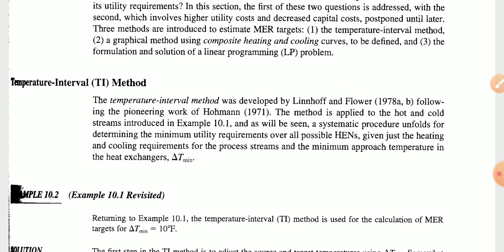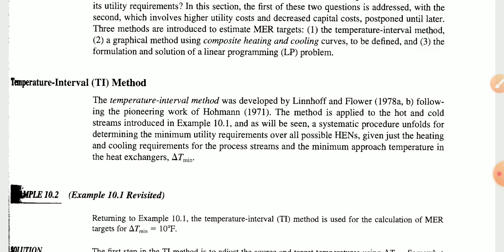The temperature interval method was developed by Linnhoff, the name of this scientist. The method is applied to the hot and cold streams introduced in example 10.1, and as will be seen, the procedure unfolds for determining the minimum utility requirements, over all possible heat exchanger networking, given just the heating and cooling requirements for the process streams and the minimum approach temperature in the heat exchanger, delta T minimum.